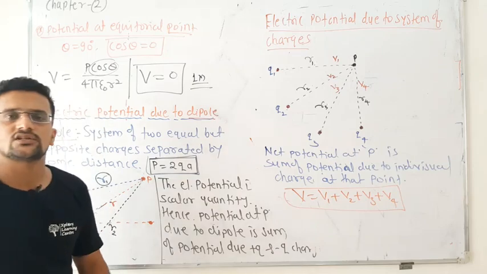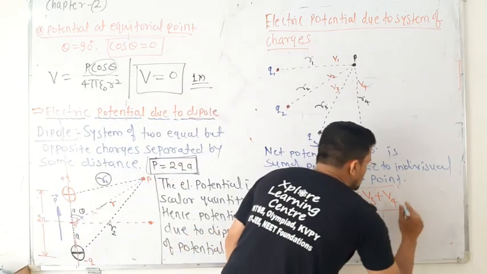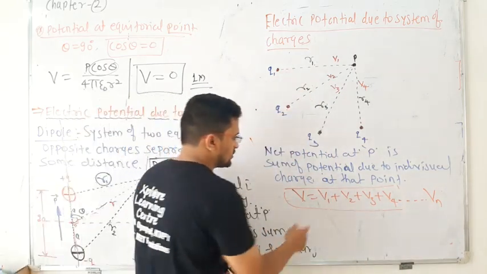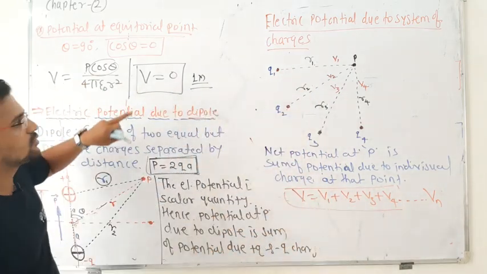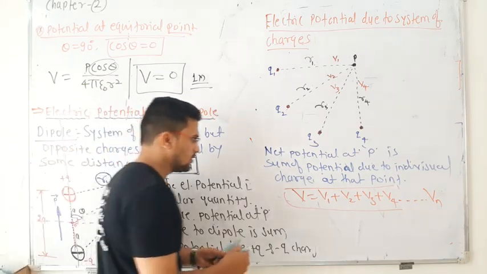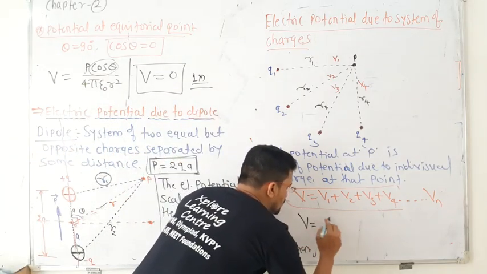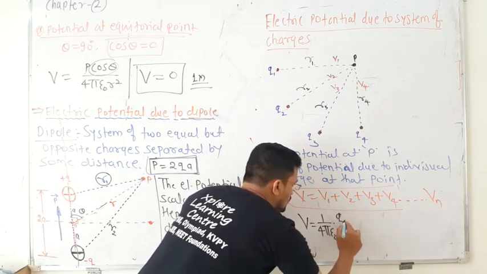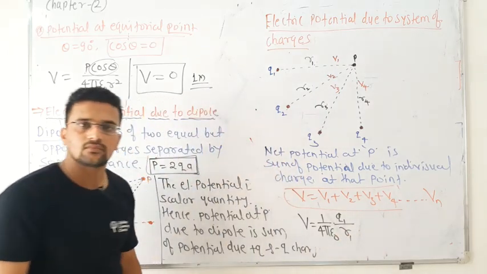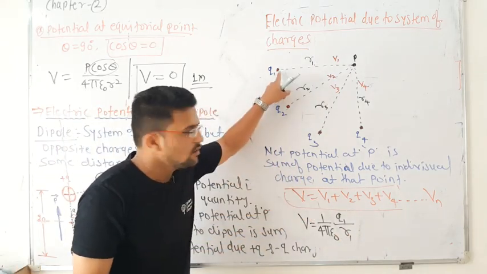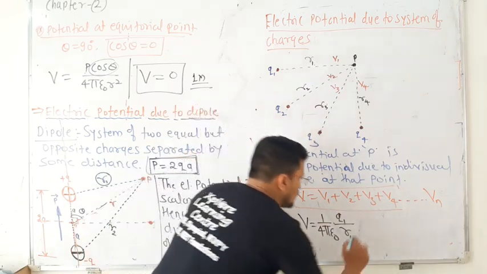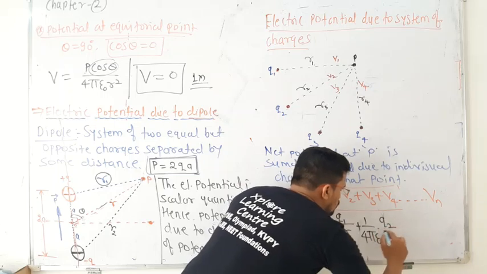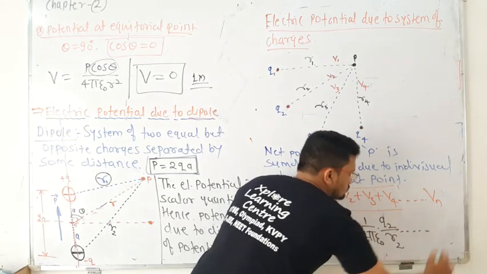Okay, if there are more charges, then you can go up to n charges, so dash dash dash, it becomes V of the nth charge. Okay, so if you take this equation, V is equal to 1 upon 4 pi epsilon naught q by r. So the total potential is 1 upon 4 pi epsilon naught q1 by r1, because V1 is nothing but the potential due to the first charge, plus 1 upon 4 pi epsilon naught q2 by r2, and so on.